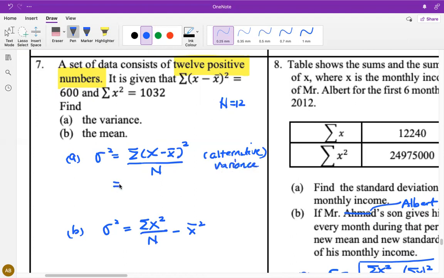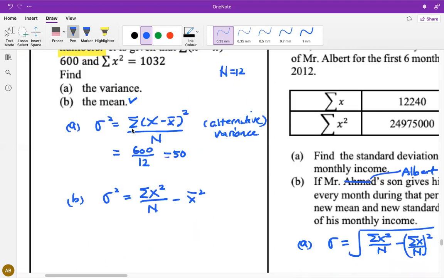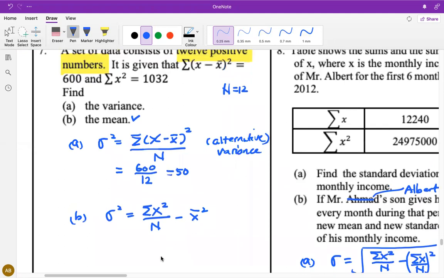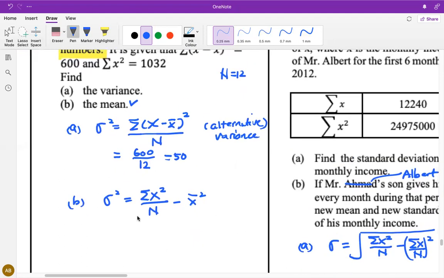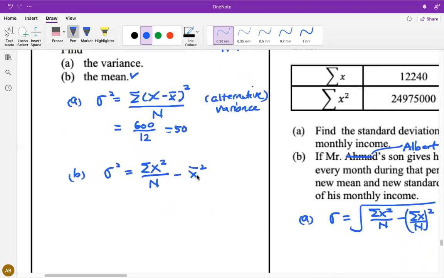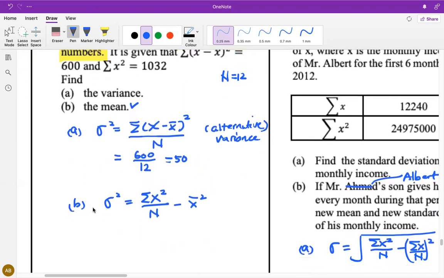This one is seldom asked, but you need to know. So you just put in the given value 600, then you divide it by 12. That is your variance, right? So you get 50. Then we want to find the mean, so we need to use the other formula, the second formula, that is variance is the sum of x squared divided by the total number n minus the mean squared. This one we want to find, so we put in the value 50.